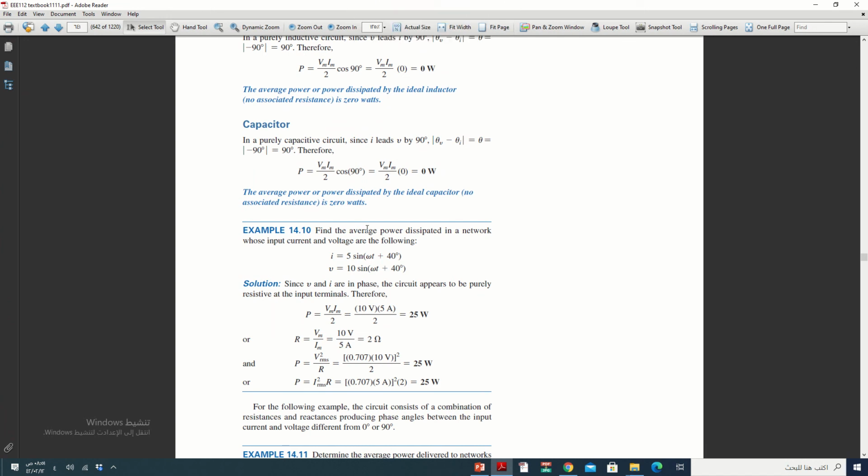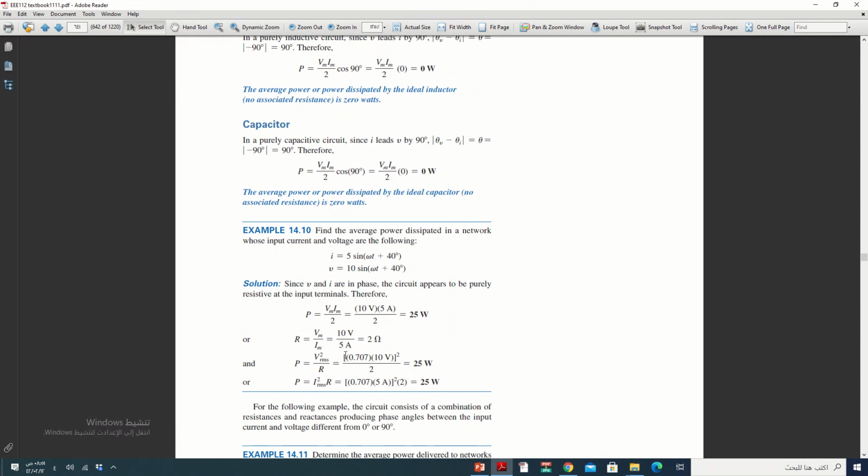Find the average power dissipated in the network whose input current and voltage are the following. It is a resistor since the angles are 40 and 40, and we know that to find the average power, peak multiplied by peak divided by 2. This means 5 by 10 divided by 2, it will be 25.